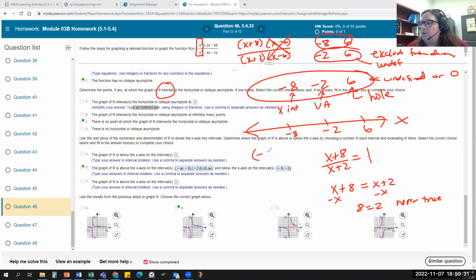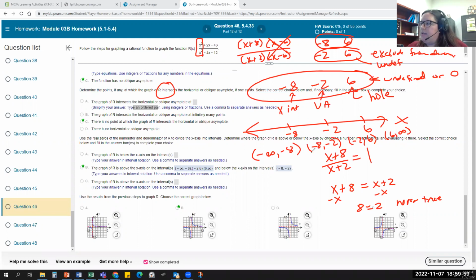So here are my intervals: negative infinity to negative 8, negative 8 to negative 2, negative 2 to 6, 6 to infinity. Those four intervals need to get sorted into the above and the below. If that factor only shows up once somewhere, then it's going to change. It's going to be opposite on each side of that.